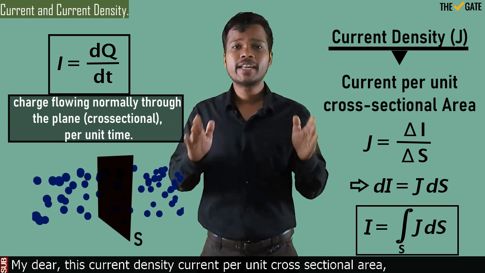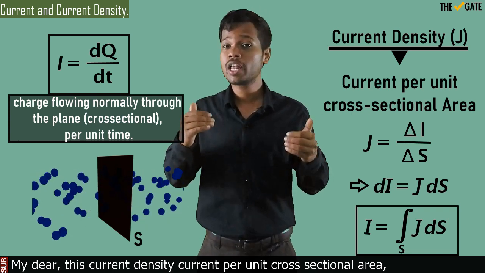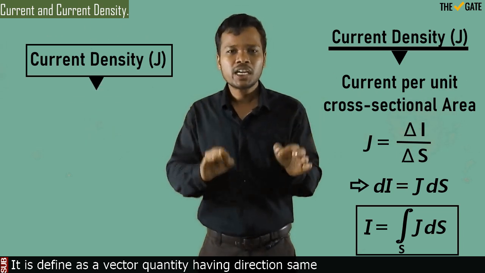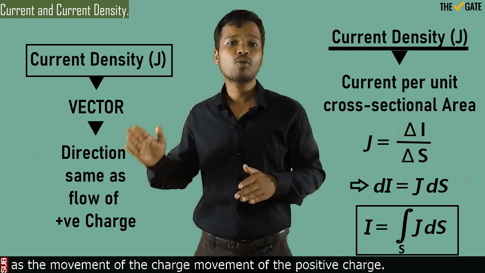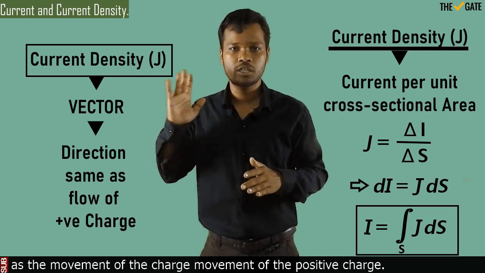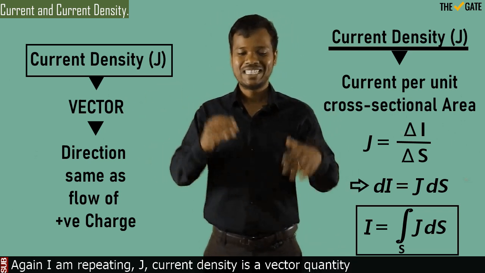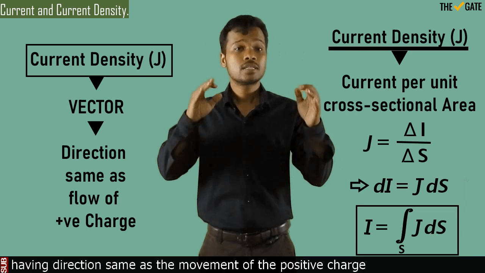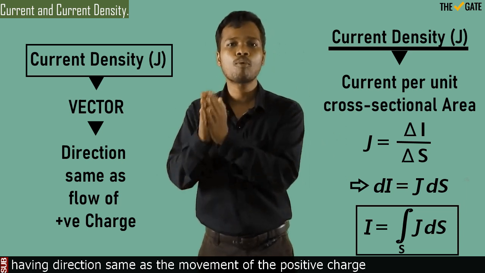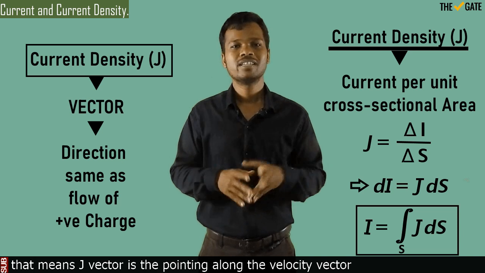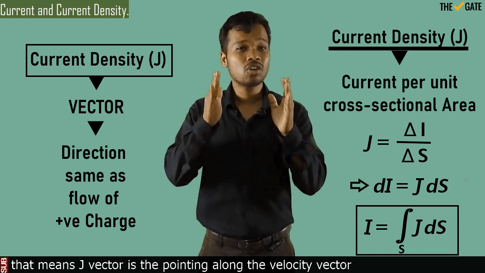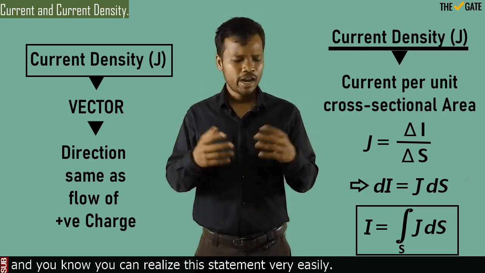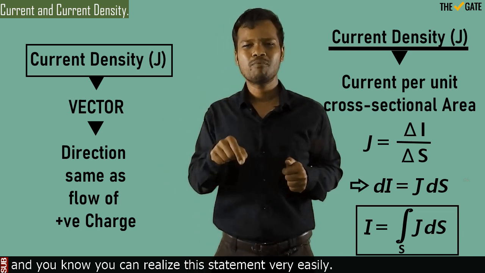My dear, this current density is defined as a vector quantity having direction same as the movement of the positive charge. Again, J, current density, is a vector quantity having direction same as the movement of the positive charge. That means the J vector points along the velocity vector of the positive charge. And you can realize this statement very easily.